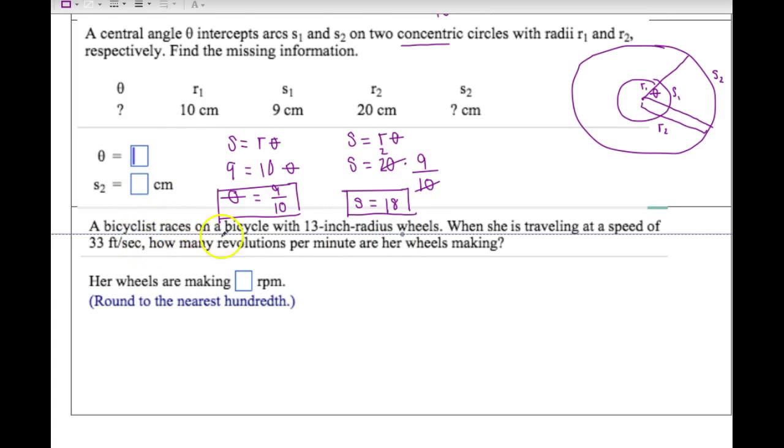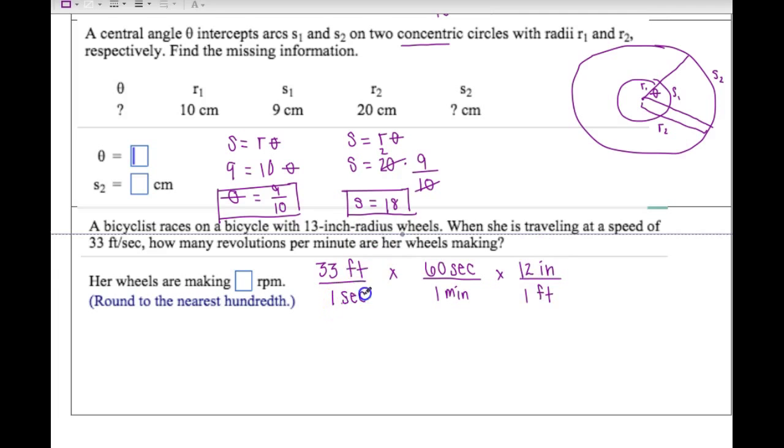Okay, a bicyclist races on a bicycle with 13-inch radius wheels. When she is traveling at a speed of 33 feet per second, how many revolutions per minute are her wheels making? Okay. First thing I want to do is convert 33 feet per second into inches per minute. I want to do that because I have the radius in inches and I'm looking for the revolutions per minute. So I've got 33 feet per second times 60 seconds per minute, because there are 60 seconds in a minute, times 12 inches per foot, because there are 12 inches in a foot.